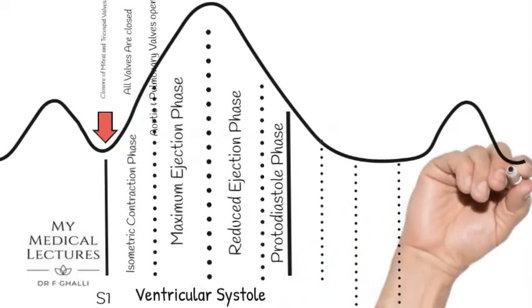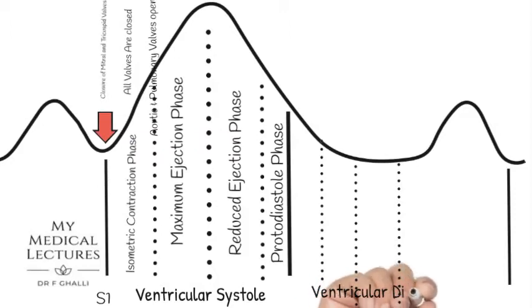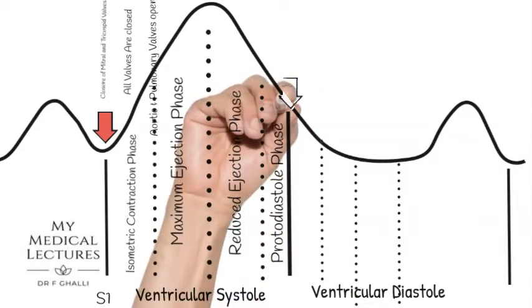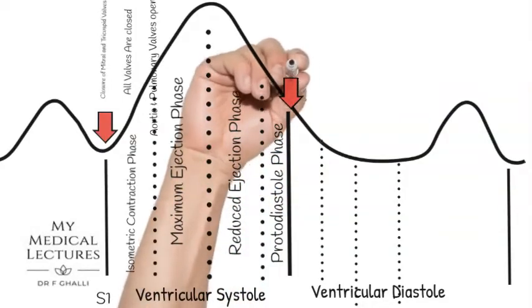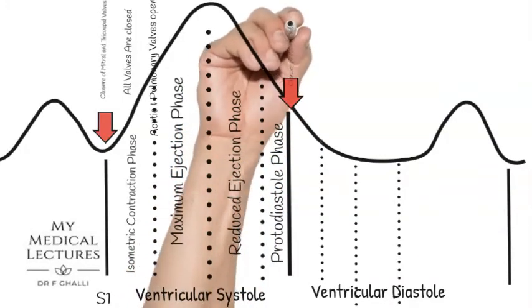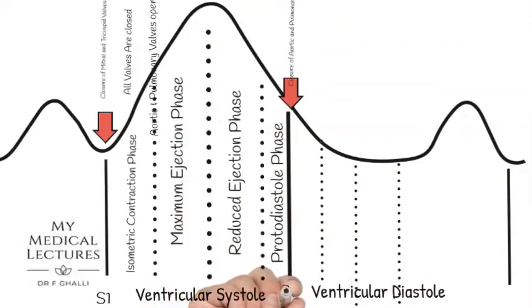Now the ventricles have evacuated all their content, and they need to fill again. So it needs to go into diastole. So the start of diastole is marked by closure of the aorta and pulmonary, because now there is no need for them to be open. We are not evacuating the content of the heart, of blood, into the circulation.